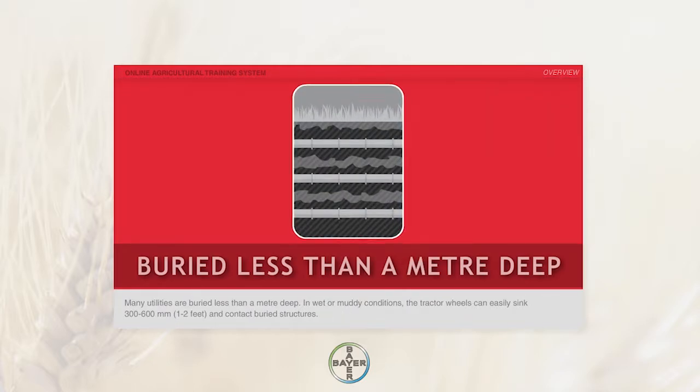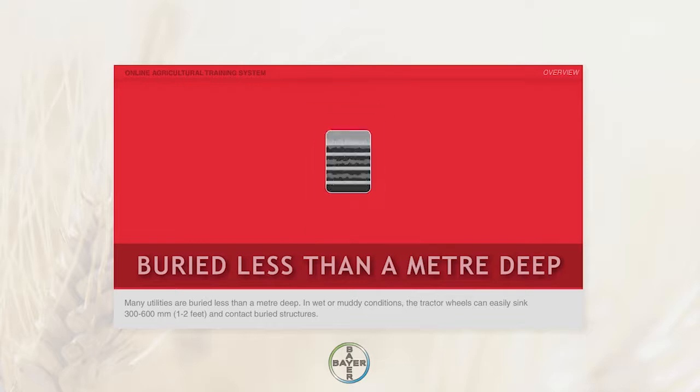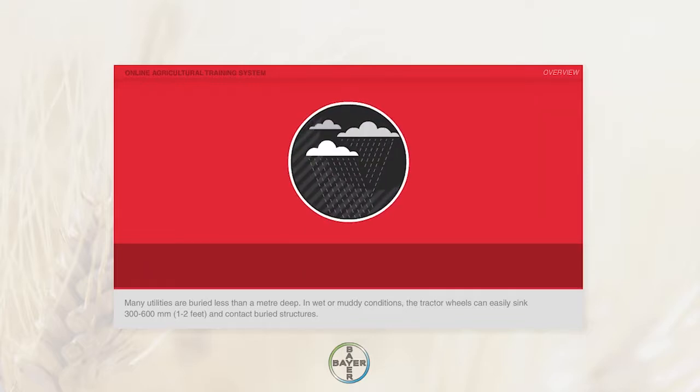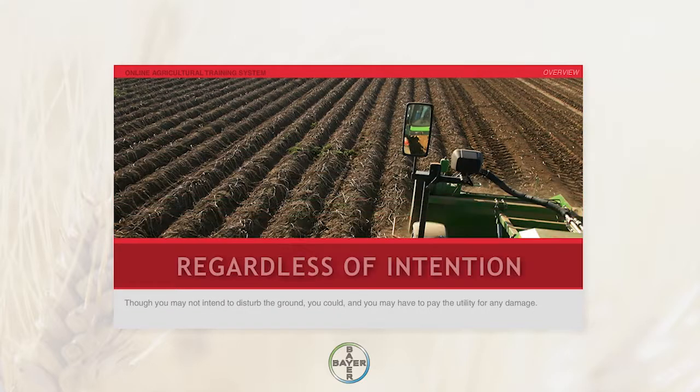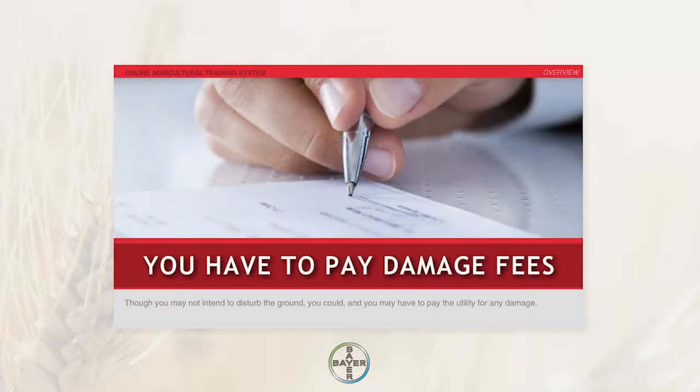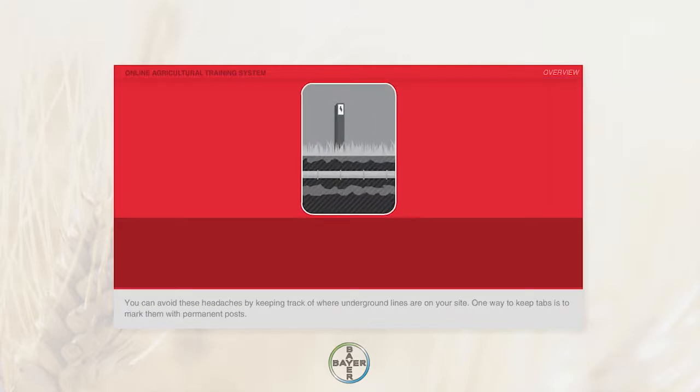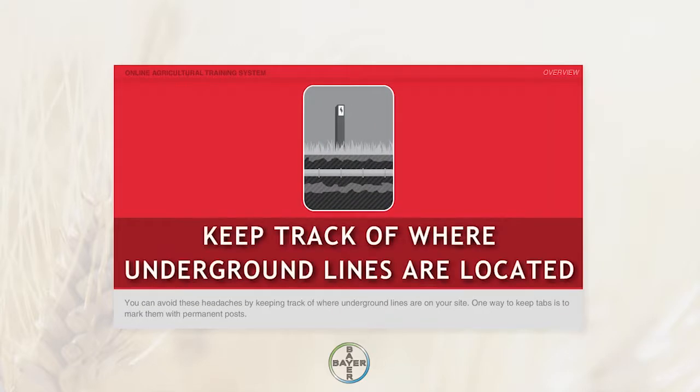Many utilities are buried less than a meter deep. In wet or muddy conditions, the tractor wheels can easily sink 300 to 600 millimeters, 1 to 2 feet, and contact buried structures. Though you may not intend to disturb the ground, you could, and you may have to pay the utility for any damage. You can avoid these headaches by keeping track of where underground lines are on your site.